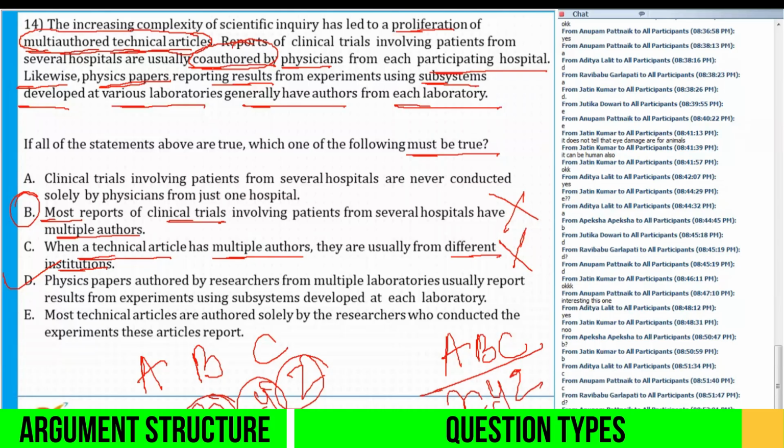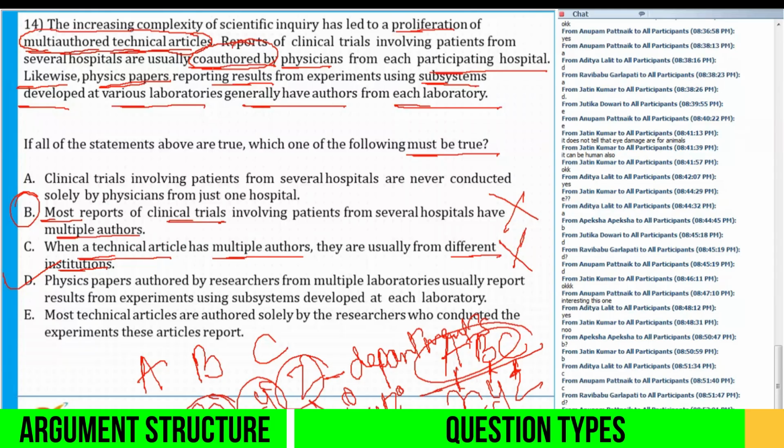Now X, Y, and Z can be different departments of the same institution. It's possible. Or they can be different institutions. But when the article is multi-authored, when there are many authors, then there's going to be contribution from each of the departments or laboratories or institutions. That is for certain.